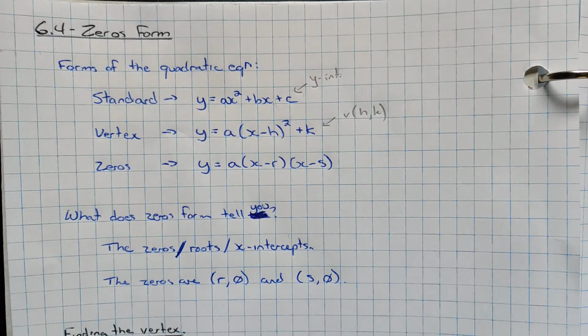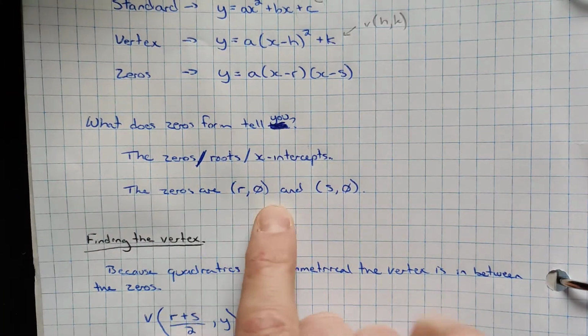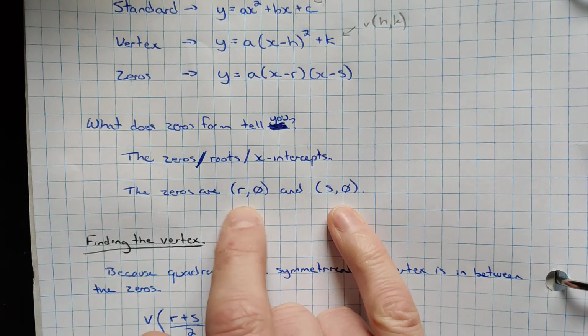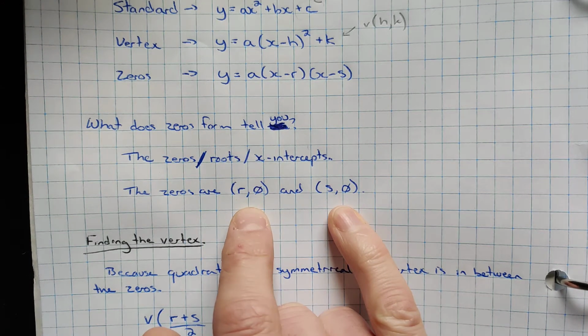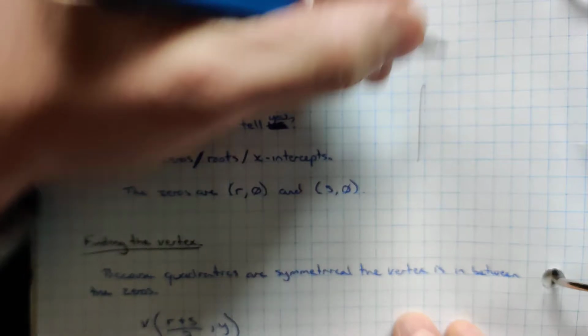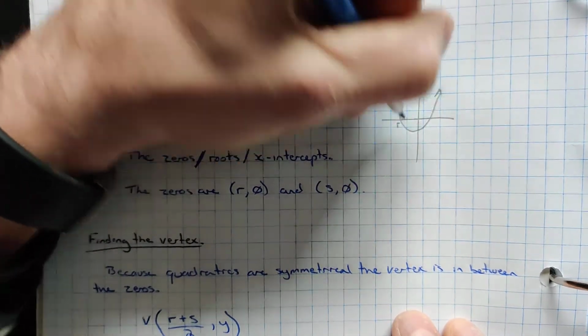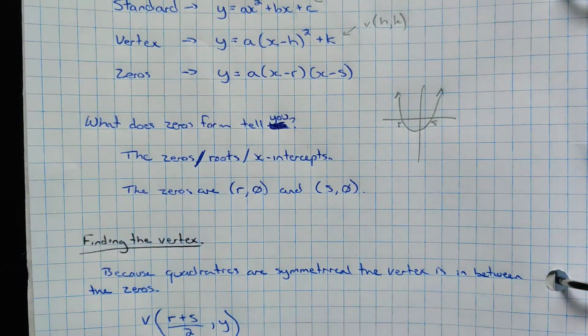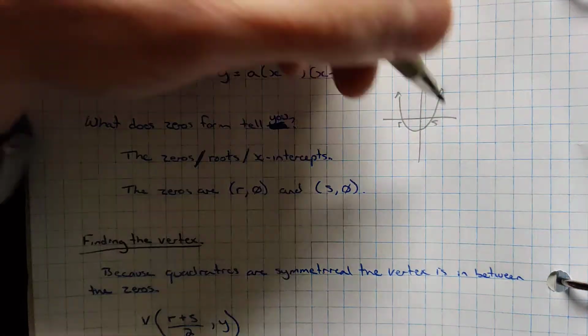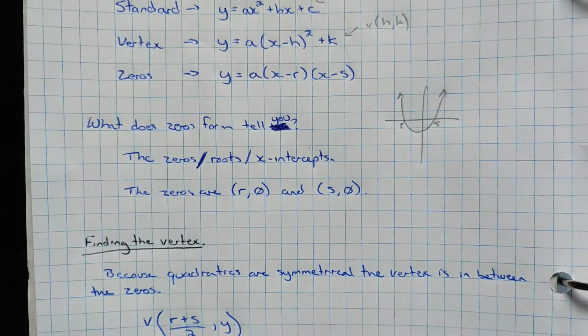And now our last form here is zeros or roots or factored form. And what that tells us is the zeros of the equation. So the roots, zeros, x-intercepts are at r, 0 and s, 0. So we could have a little parabola here, maybe opening up like this. This could be r, this could be s. So we have the zero points noted from the equation.